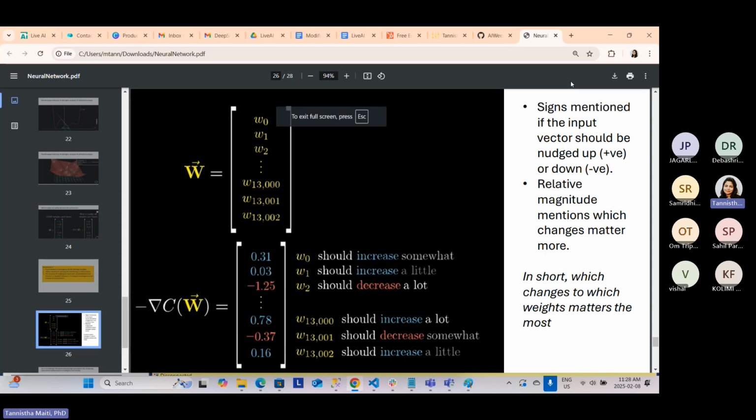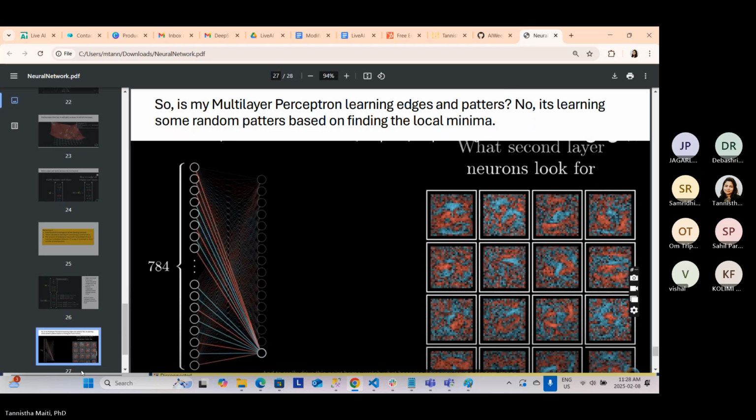Finally, you need to remember that the signs tell you which weights need to be tuned more and which need to be tuned less. And the relative magnitude mentions which changes matter more in this situation. So finally, we now have an understanding of a multilayer perceptron.